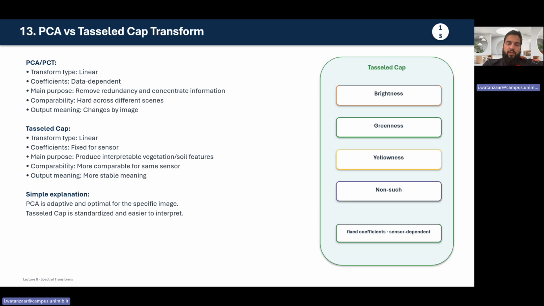The output meaning is more stable in the case of Tasseled Cap, but in PCA the output meaning changes by the image, according to the image being captured. The sample explanation is that PCA is adapted and optimal for the specific image; it is image dependent, you can say. But Tasseled Cap is standardized and easier to interpret. In Tasseled Cap it is easier because these are certain fixed things like brightness, greenness, and yellowness. Each respectively represents different information.